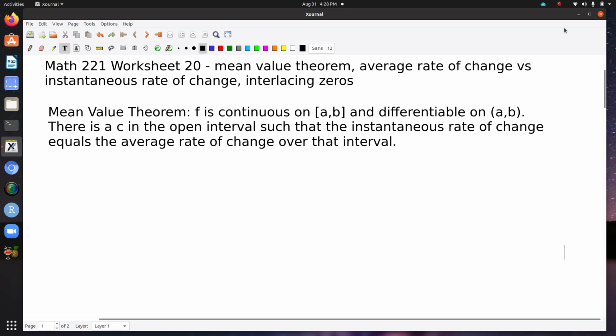Okay, first I'm going to write it more or less the way I think about it. First of all, if f is continuous on a closed interval and differentiable on the open interval, then there's some value in the interval, on the x-axis, the independent variable axis, such that the instantaneous rate of change at that point has to equal the average rate of change over that interval.